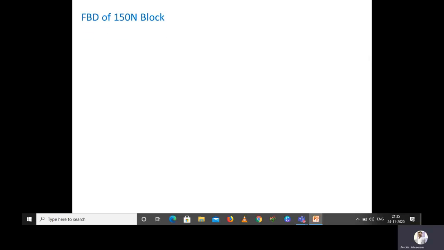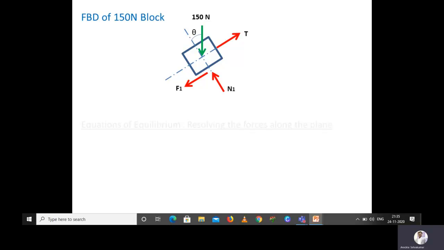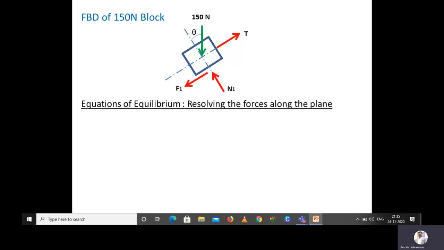Now we are going to calculate the unknown values. The free body diagram of the 150 Newton block is there. This is the 150 Newton weight, then the normal reaction N1, and this is the tension. Because the tension is towards right, obviously F1 will be towards left. Now we know that impending motion condition is given, so we are going to use the equations of equilibrium, resolving the forces along the plane.